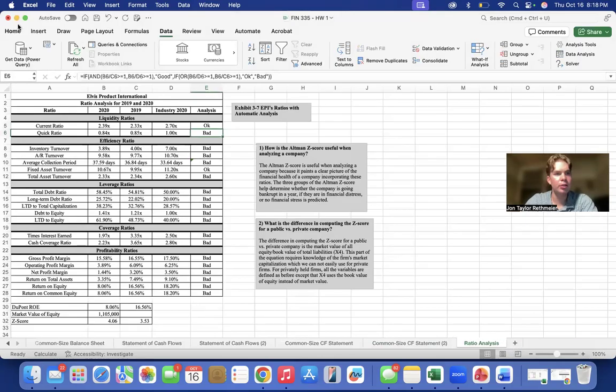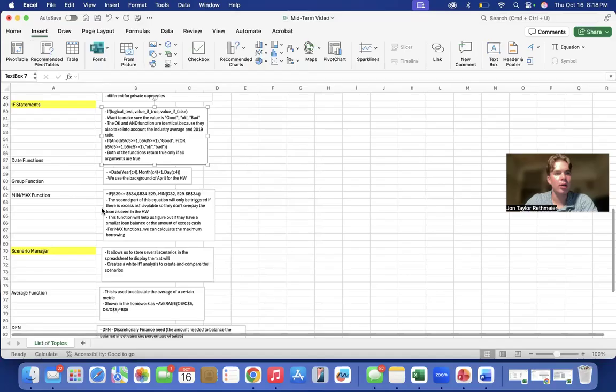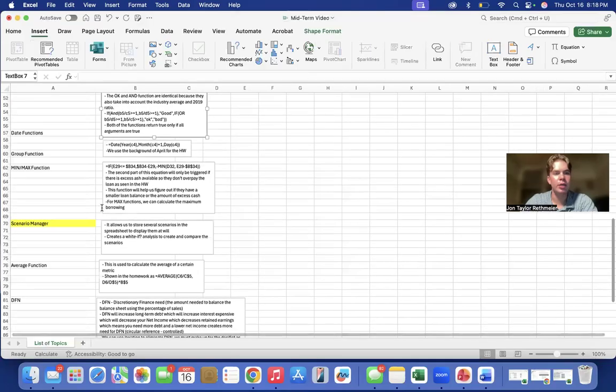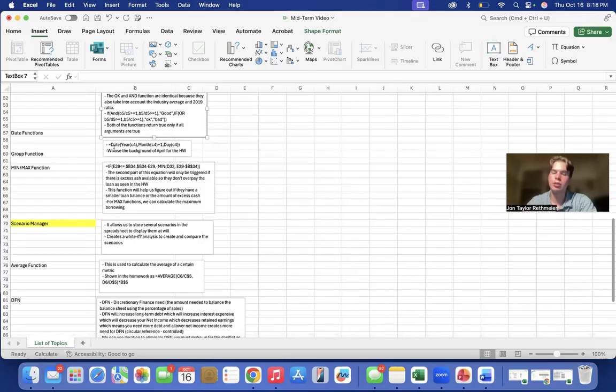Moving on to the next topic, the date function, we use this. We plugged in the original April date, and then we can drag it along to make sure it follows suit, like April, May, June, July, etc.